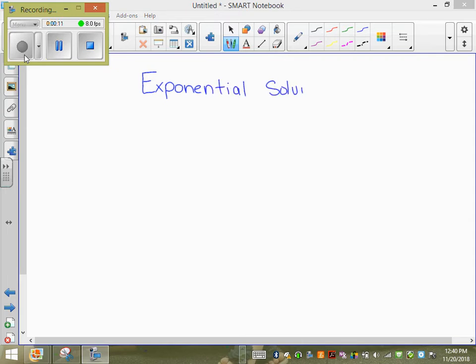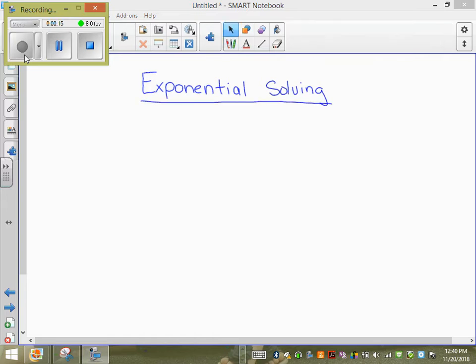Exponential solving. So what's going to happen is you're going to be given some type of base, like a number, to an exponent, a variable. And we've never had to solve anything to an exponent before. We slightly did in geometric series and sequences from grade 11, but it was very, very basic.